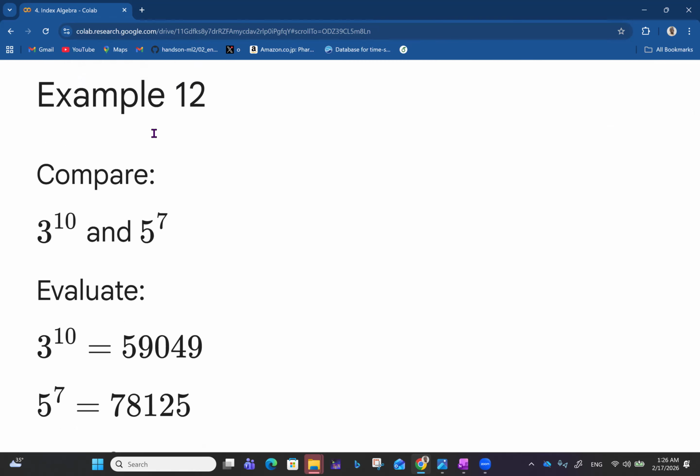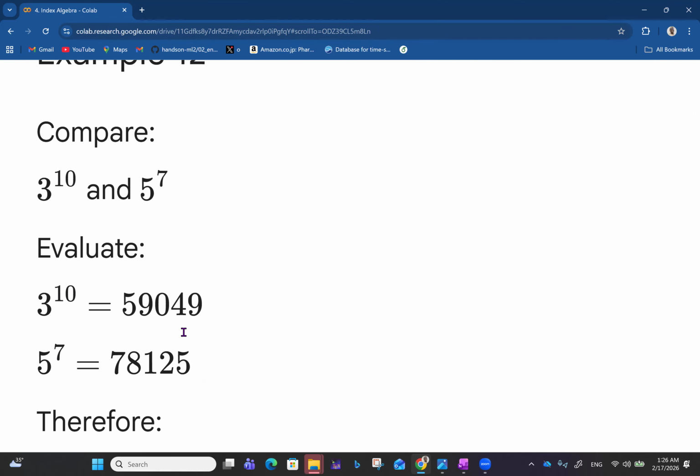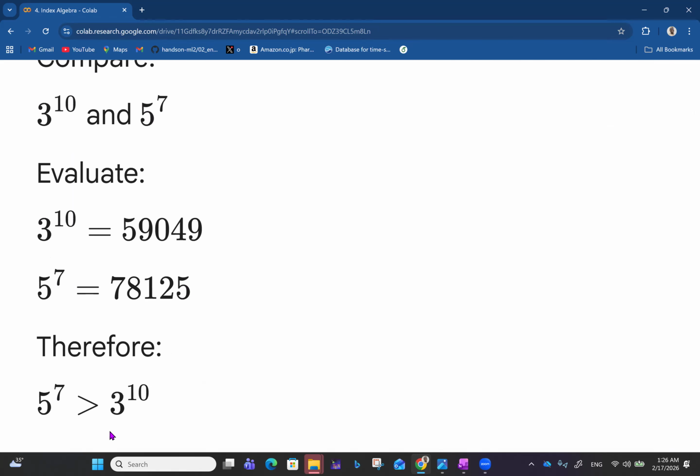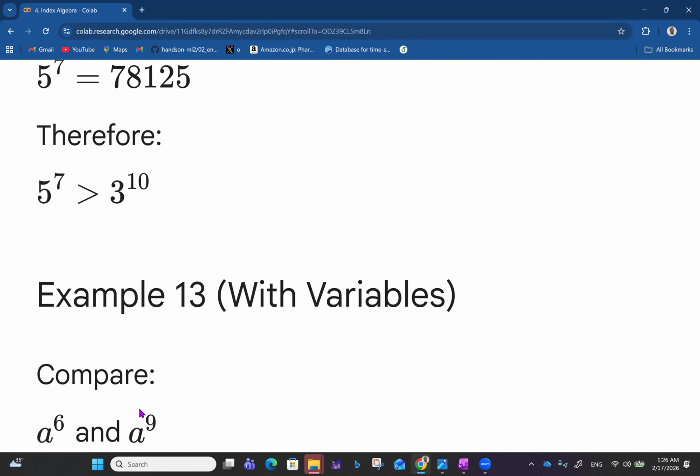Okay, so example 7, you want to compare 3 raised power 10 and 5 raised power 7. Well, you can make them come to the same base, but that's a difficult procedure. So the easiest thing is just get the actual values. 3 raised power 10 is 59049. Then 5 raised power 7 is 78125. And it's clear that 5 raised power 7 is bigger in that case. All right, so we can say 5 raised power 7 is bigger than 3 raised power 10.